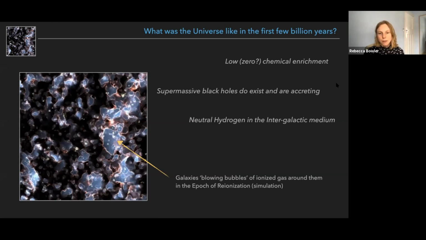We also know that the universe was predominantly neutral in the first billion years. By that, I mean if you add up all the atoms in the universe, the atoms that are in the intergalactic medium and surrounding galaxies are predominantly neutral. It's through the action of galaxies pumping out ionizing photons and blowing bubbles of ionization around them that the universe changed from being predominantly neutral to being predominantly ionized, as we see today. This process is called the epoch of reionization.